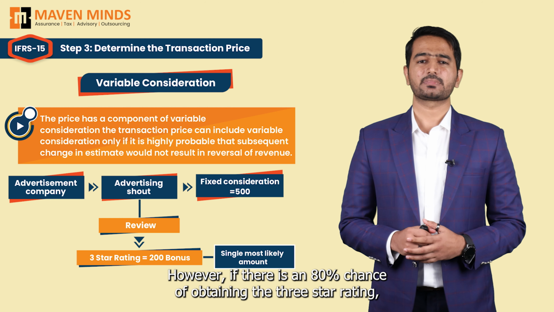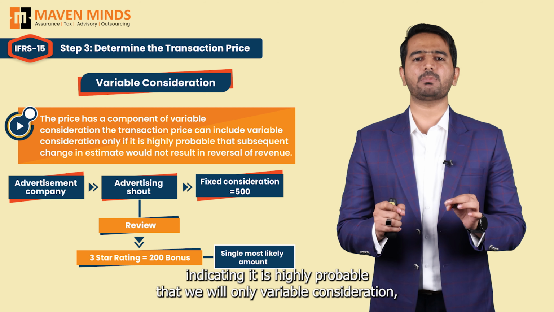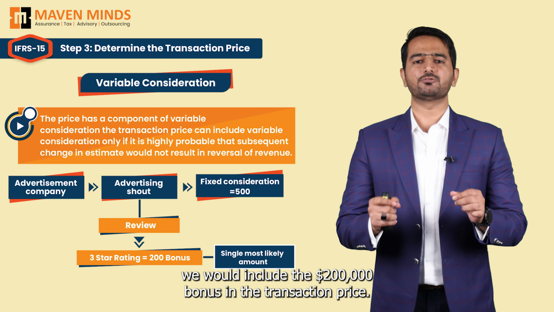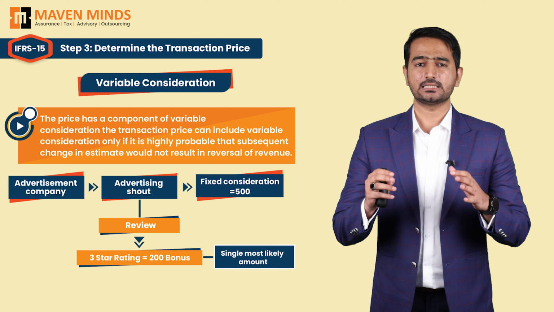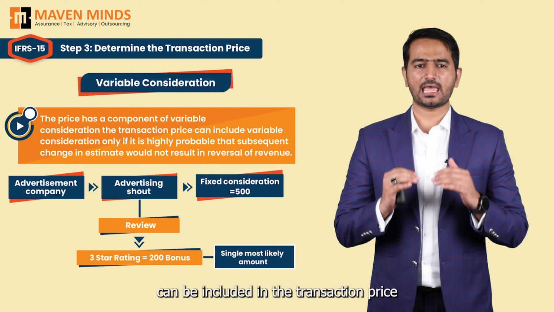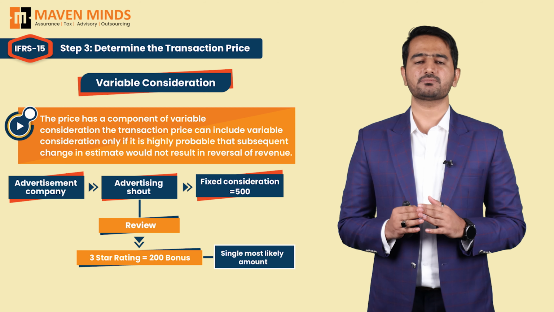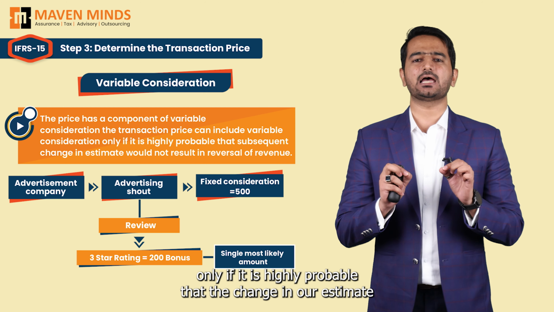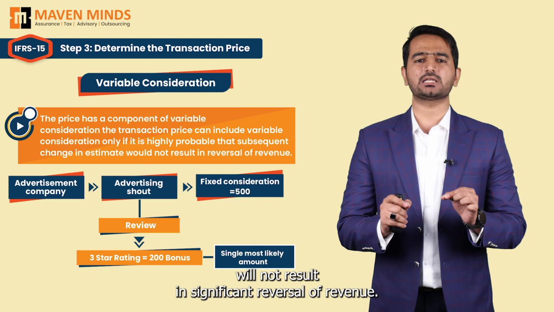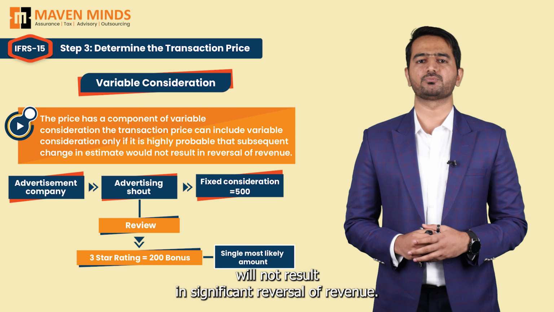However, if there is an 80% chance of obtaining the 3-star rating, indicating it is highly probable that we will earn the variable consideration, we would include the $200,000 bonus in the transaction price. The key criteria here is that variable consideration can be included in the transaction price only if it is highly probable that the change in estimate will not result in significant reversal of revenue.